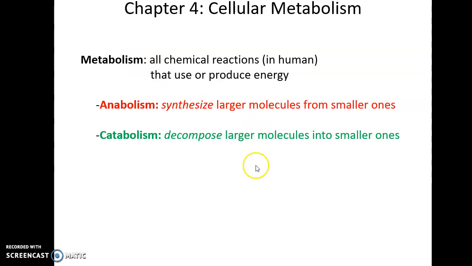All right, metabolism, again, all chemical reactions that use or produce energy. There are two categories of reactions that are considered metabolic reactions. There's anabolism. Anabolism is synthesizing larger molecules from smaller ones. So it's basically a type of synthesis reaction. And then catabolism is the decomposition of larger molecules into smaller, breaking big things down to little ones. So it's a subcategory of decomposition. And of course, since these are metabolic reactions, energy is going to be involved.